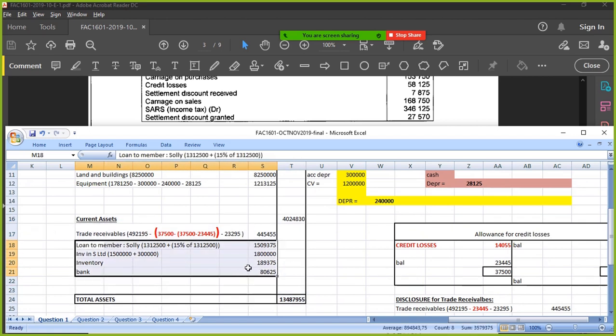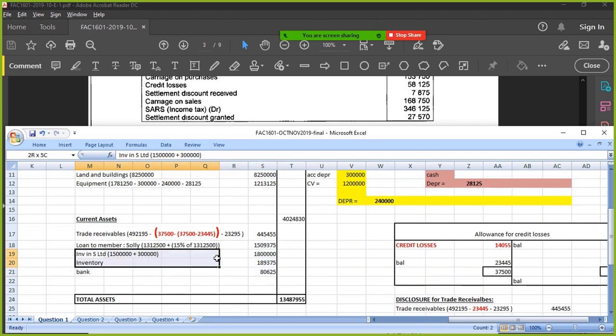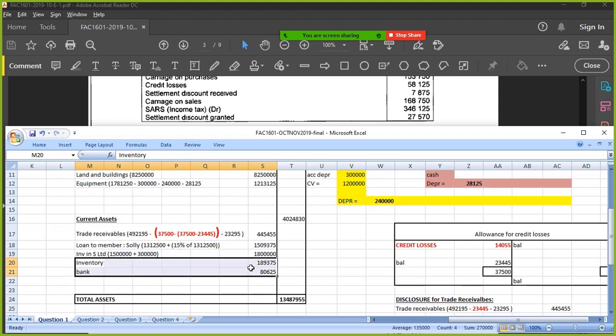Same as this answer. Did you also have loan one, inventory three, all of that stuff? Yes, okay, good. As long as you've got the same figure, that's perfect. Trade receivables. Okay, good. All right, so yeah, that was 42 marks.